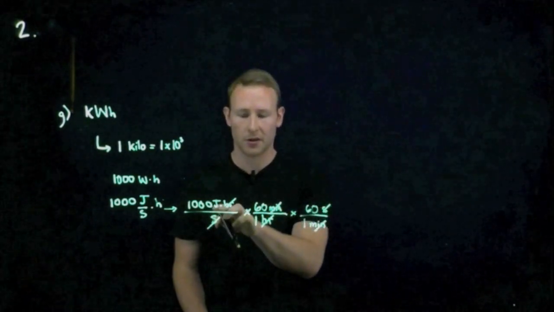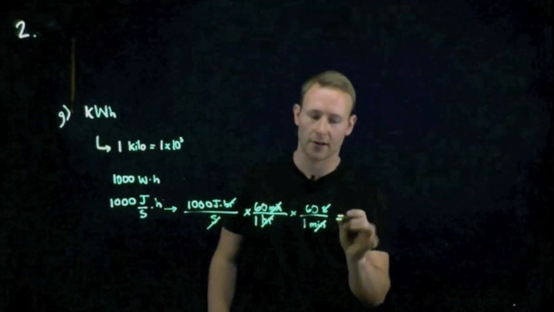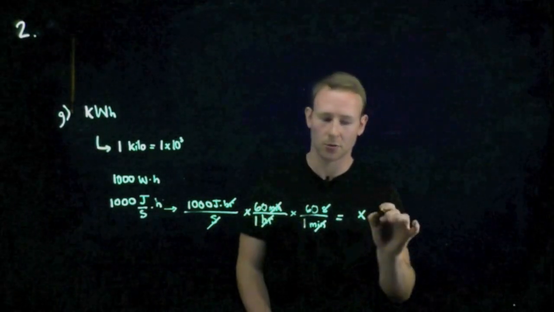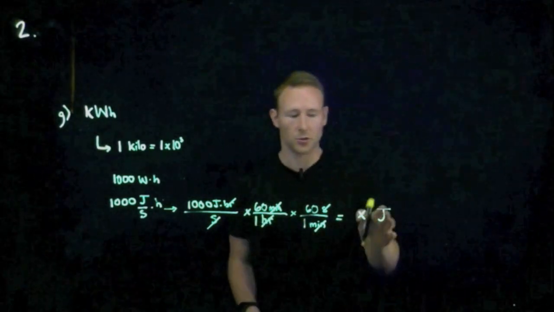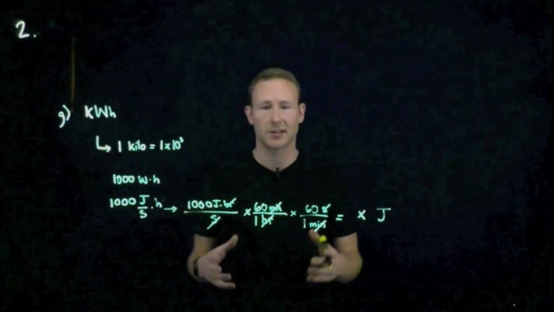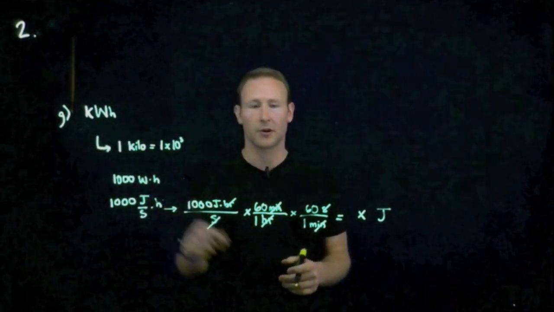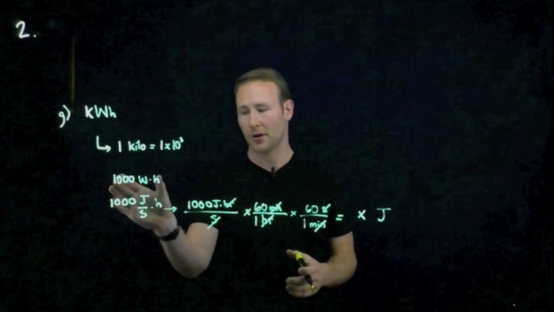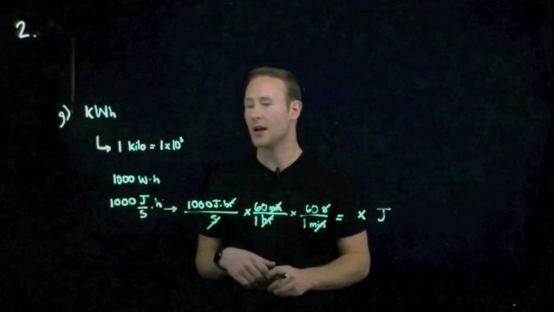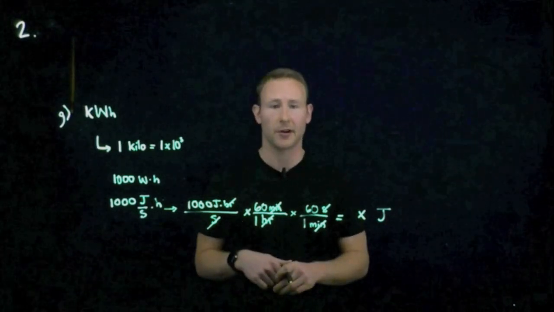All that leaves us with is joules on the top. So we know our final answer is going to be some quantity. We're just going to call it X, and we're going to say joules. So we know that joules is an energy rating, so therefore we can say kilowatt hours is just an energy rating. The kilo in front is a prefix, as we looked at before, and we can see that it is just a specific amount of energy.